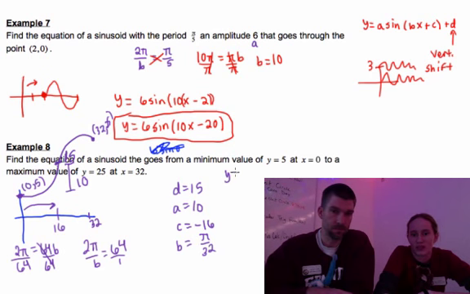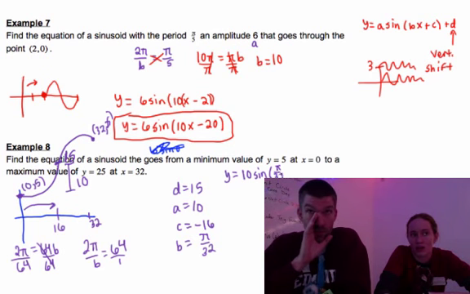And let's write out our sinusoid now. We've got y equals A sine B. And we saw in the previous example we need to open up parentheses.